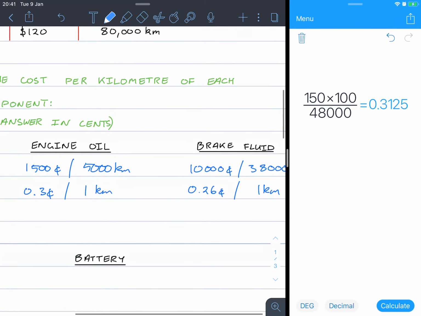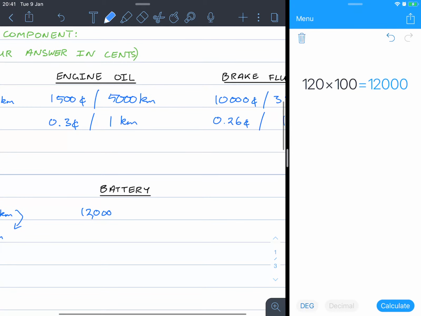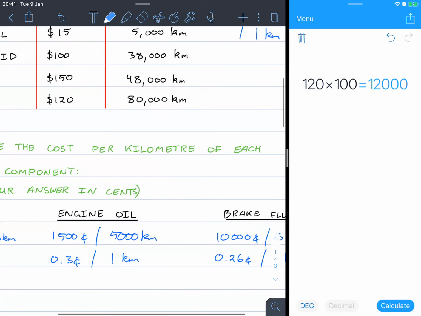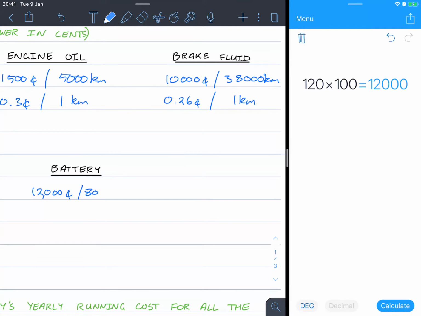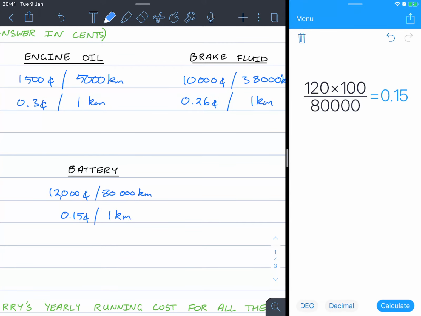And lastly, we have the battery. It's 120 times 100. That's going to be 120,000. Let me double check that. Times 100. Sorry, 12,000. Yep, 12,000 cents per 80,000 kilometers. So we're going to divide this now by 80,000, which gives us 0.15 cents per 1 kilometer.